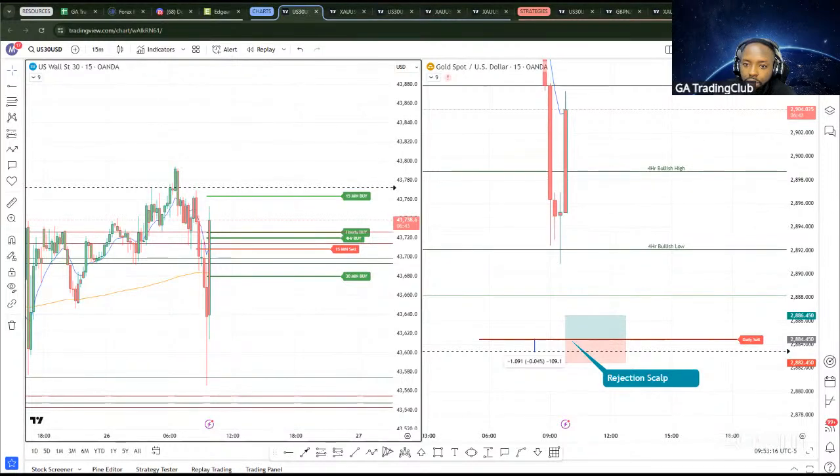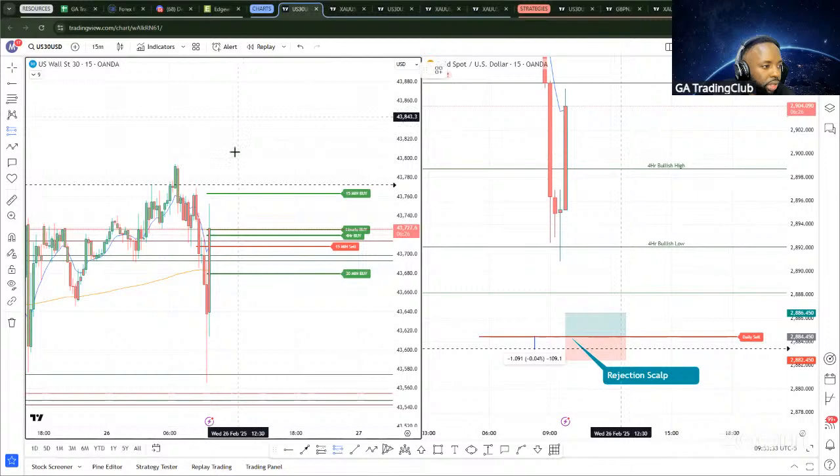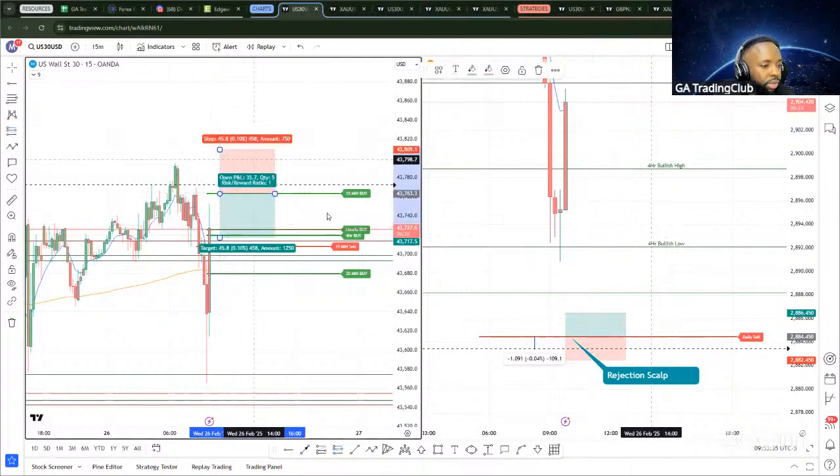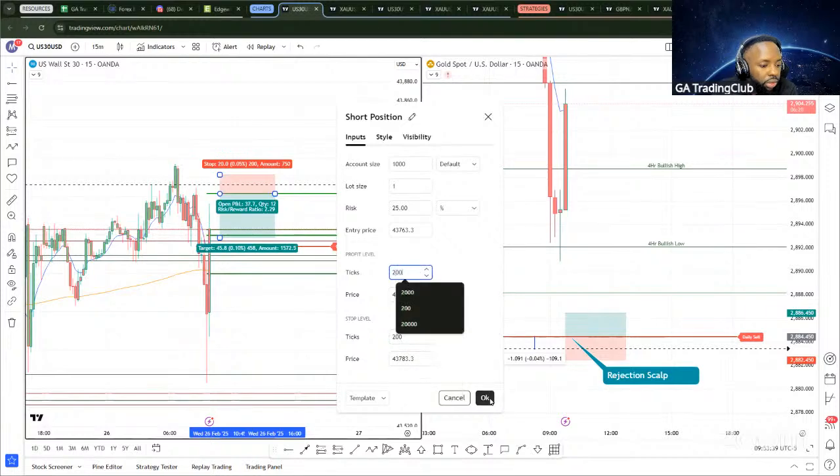Again, these rejection scalps will mostly be forward testing. So it's just testing the best parameter, but I already put that there. So let's see if this actually materializes. 200, 200.